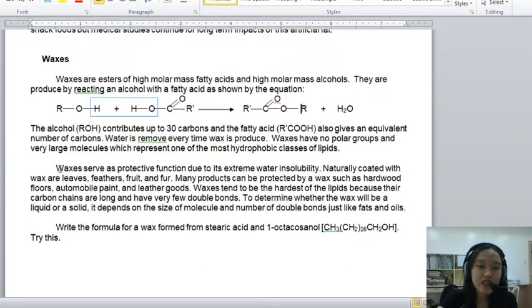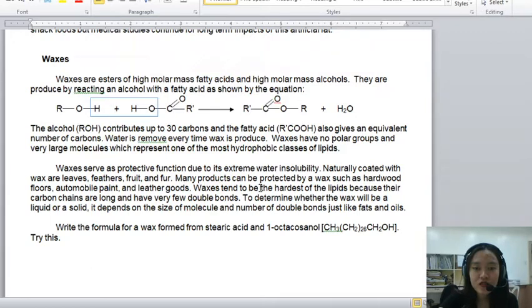So you have waxes serving a protective function due to their extreme water insolubility. Naturally coated with wax are leaves, feathers, fruit, and fur. So yan, di ba? Your leaves, feathers, fruit, and fur. These are actually structures that provide protection to the animal body. Okay? So meron silang wax component. Many products can be protected by a wax such as hardwood floors, automobile paint, and leather goods.